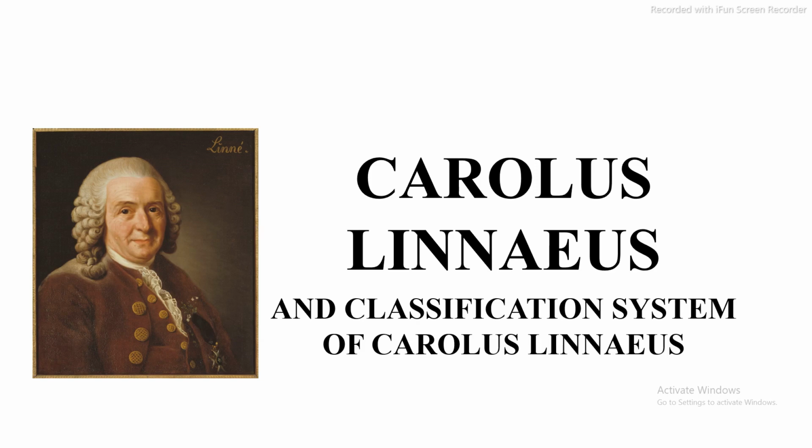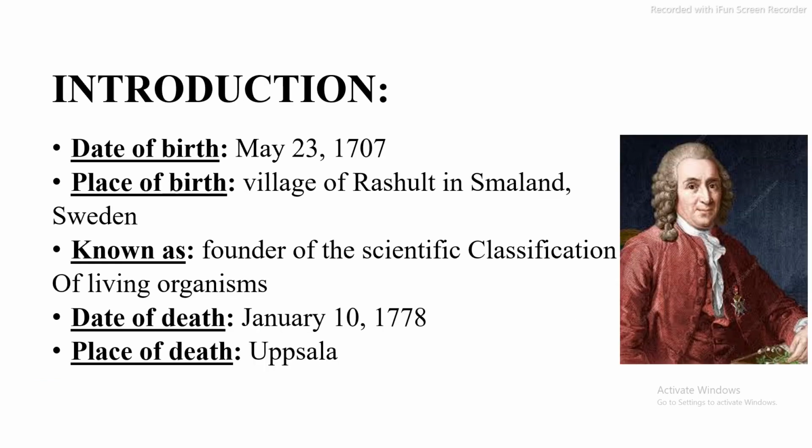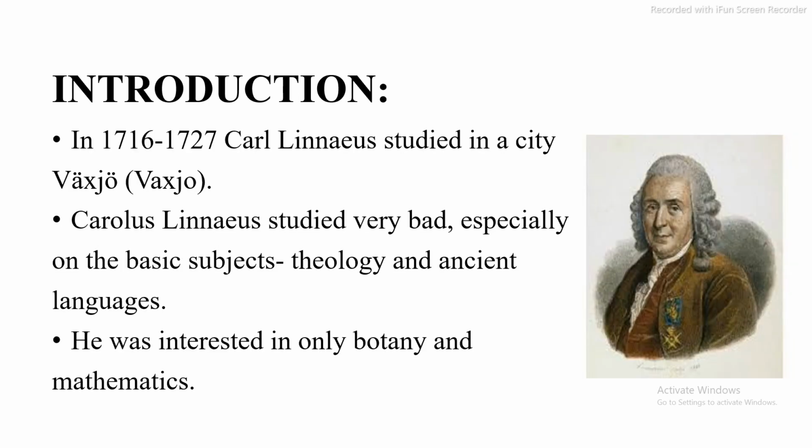So let's start the video. First of all, I'm going to discuss the introduction. Introduction includes the date of birth. Date of birth was May 23rd, 1707. Place of birth was the village of Råshult in Småland, Sweden. He was known as the founder of the scientific classification of living organisms. Date of death was January 10, 1778. Place of death was Uppsala.